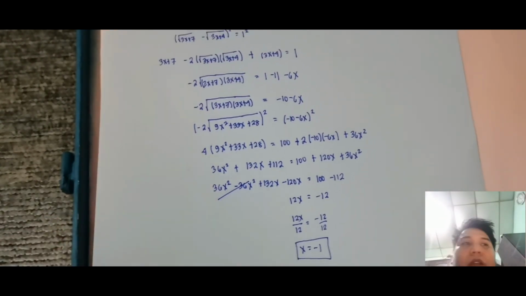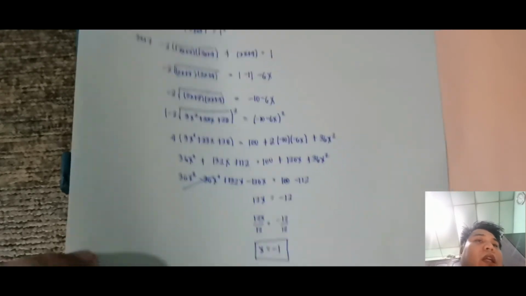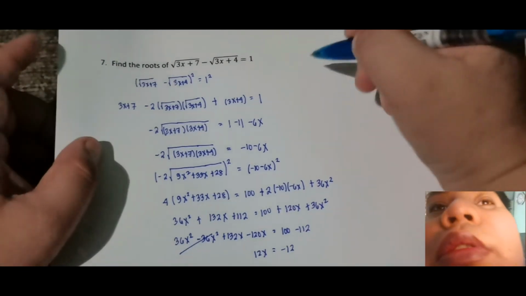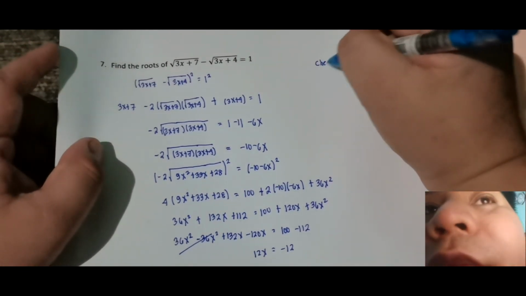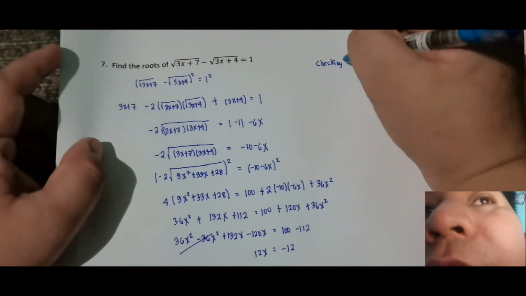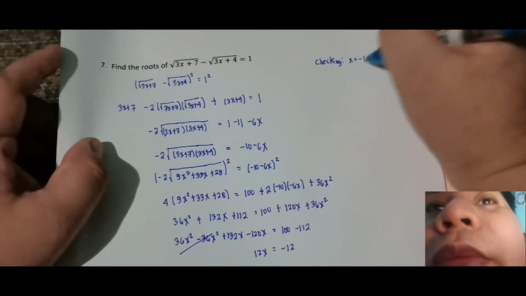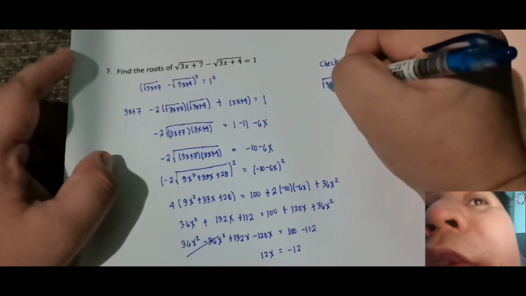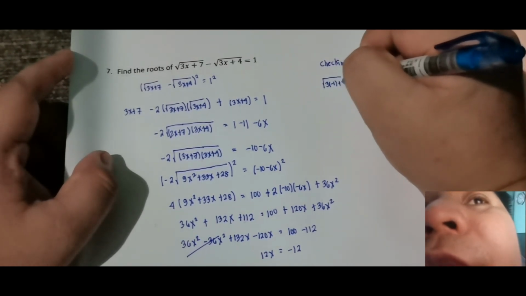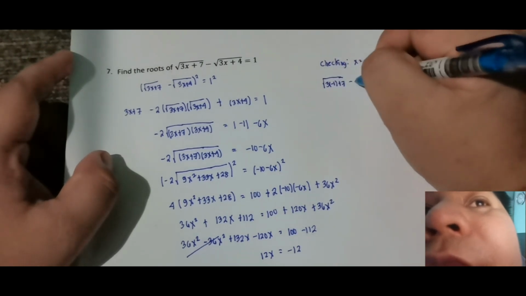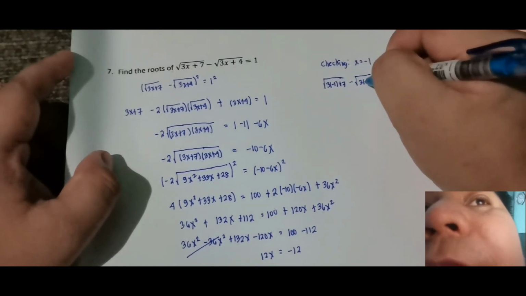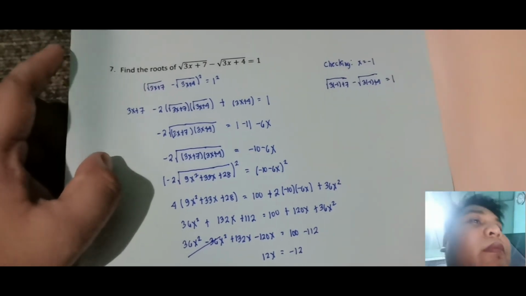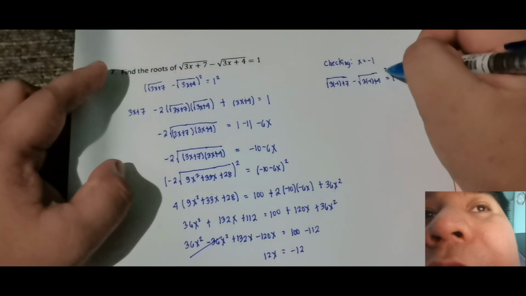Hindi ko na ma-check kasi mahaba yung module eh. Hindi ko makita kung anong page. Hindi ko na maalala. Okay, so let's have checking. Check na natin kung tama yung sagot natin dito. So check. So x is equal to negative 1. Okay, so this is square root ng 3 times negative 1 plus 7 minus square root ng 3 times negative 1 plus 4 equals 1. Okay, and that is question mark.